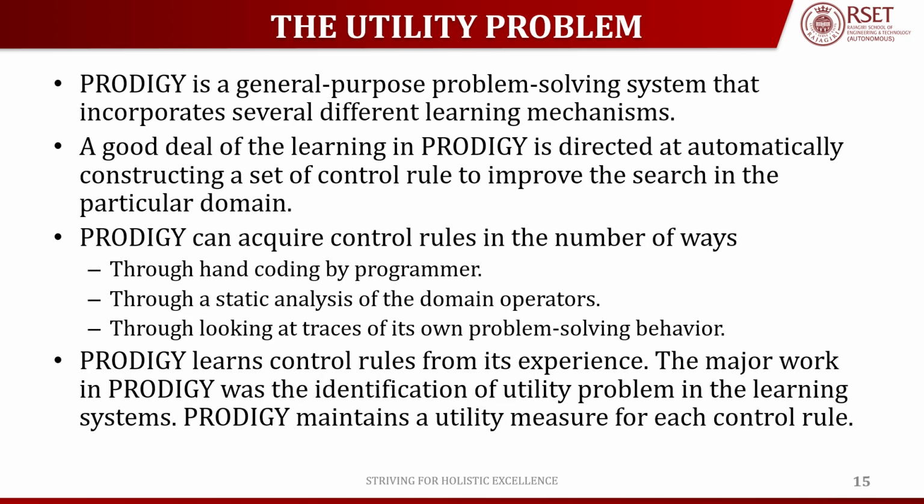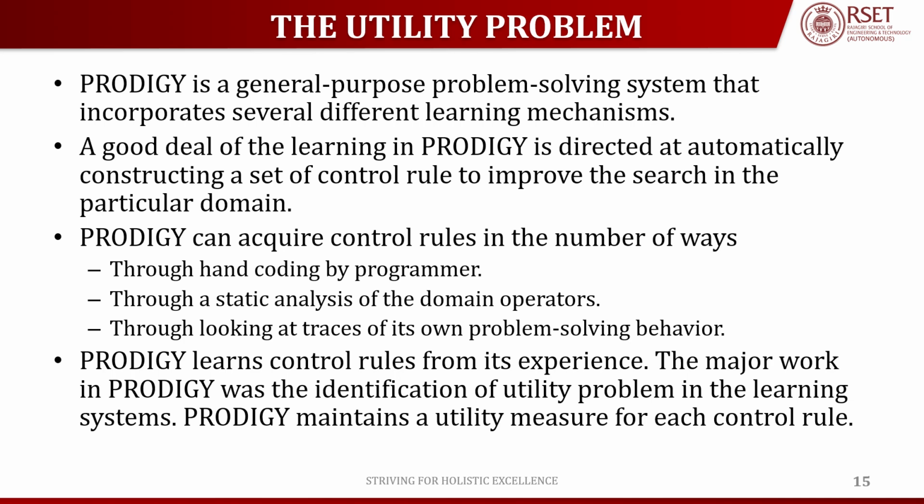Next is a general purpose problem solving system, which can also be stated as the utility problem. Prodigy is a general purpose problem solving system that incorporates several different learning mechanisms. A good deal of the learning in Prodigy is directed at automatically constructing a set of control rules in order to improve the search in a particular domain. If you want to improve a search in a particular area, there will be a set of control rules, and those rules will be constructed automatically with the help of Prodigy.